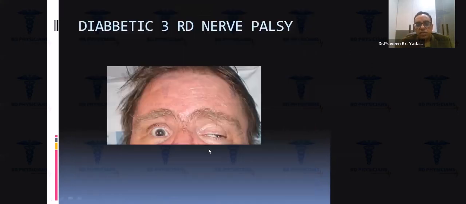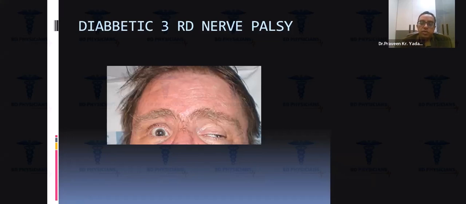Now this is the classical diabetic third nerve palsy. You can see there is ptosis. The eye is deviated laterally, so that means the lateral rectus is overactive and the medial rectus is paralyzed. And the levator palpebrae superioris is not working, so there is ptosis. The pupil is not seen here, but the pupil is reacting to light. So if you are getting a third nerve palsy with a normal pupil, a pupil-sparing third nerve palsy, then it is most classical of diabetic neuropathy.